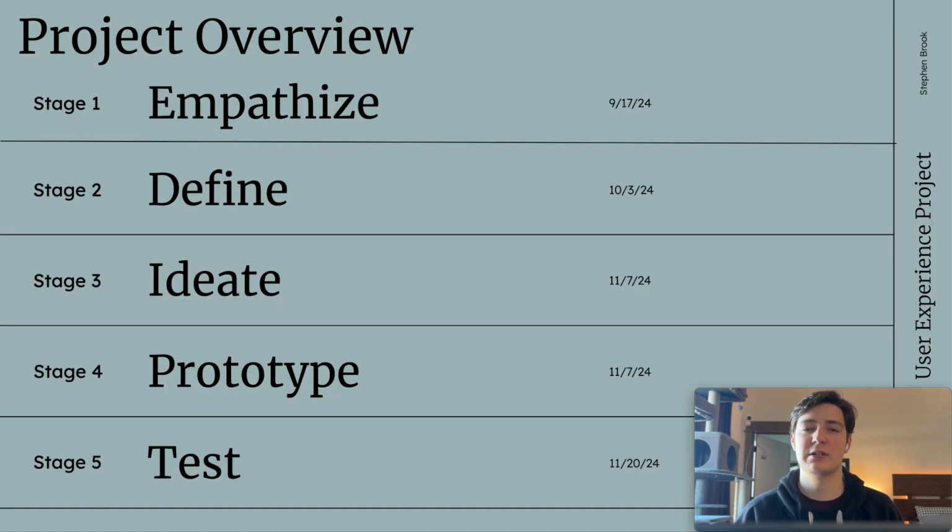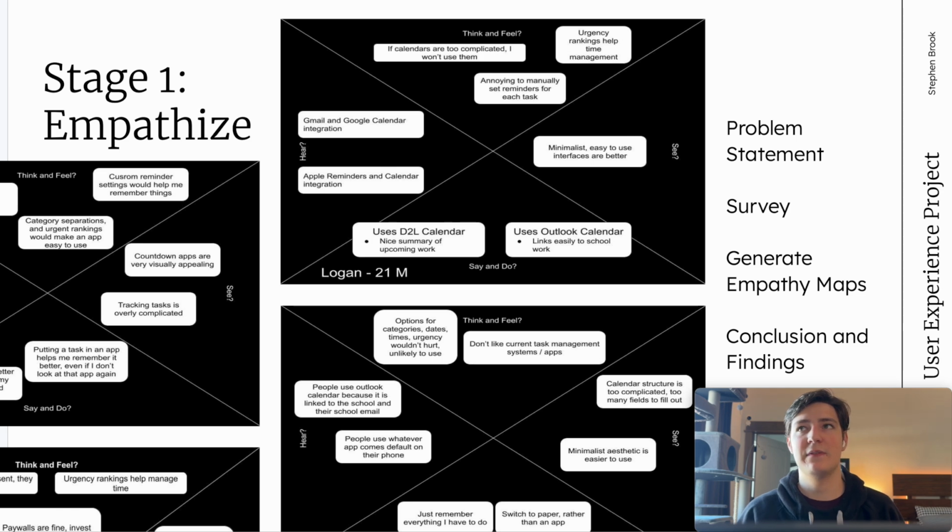So this entire project followed the UX design thinking process, which is broken up into five different stages. There's the empathize, define, ideate, prototype, and testing stages. Each of these stages had roughly 2 to 3 weeks for completion. So I'll just progress through those linearly as I did. So looking first at the empathize stage, this stage was really focused on collecting data from real world users.